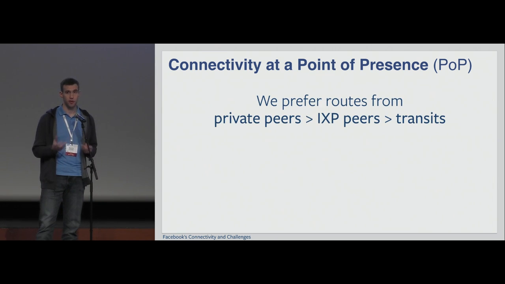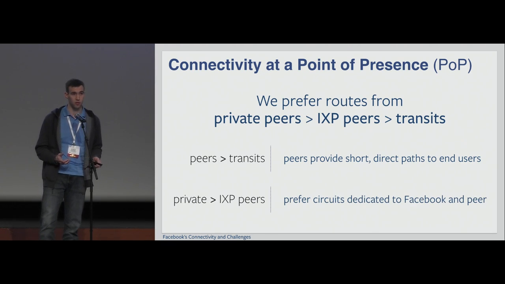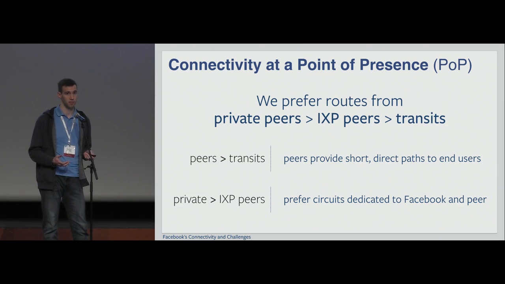So how do we prefer across these different routes? What are our routers configured to do? In general, we apply this very simple policy. We prefer routes from private peers over internet exchange point peers over transit providers. Now, we prefer peers over transits because peers provide a short, direct path to end users. And we prefer private over internet exchange point peers because we prefer circuits that have dedicated capacity between Facebook and the peer.